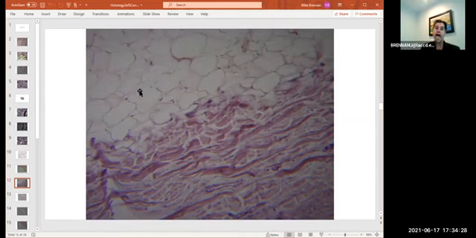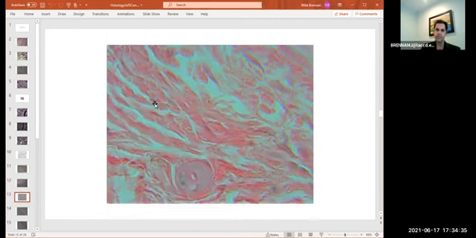Another image, adipose tissue, dense, irregular connective tissue. You saw this one, mostly dense, irregular connective tissue with a beautiful cross-sectional view of a nerve showing up right here.